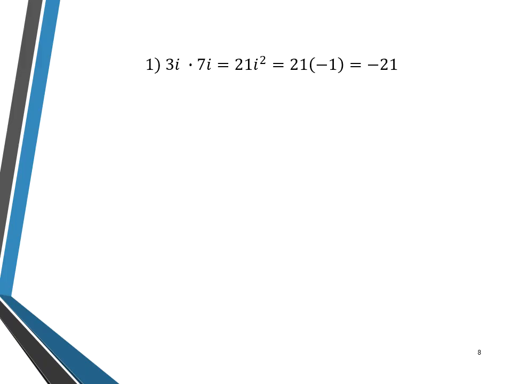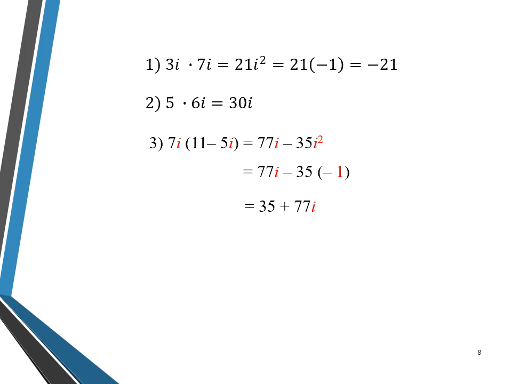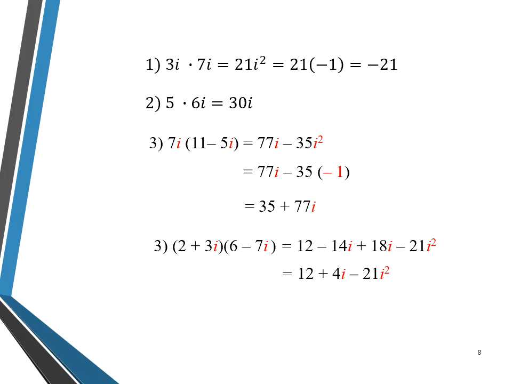So for example, 3i times 7i is going to give me negative 21. More examples, 5 times 6i, that's 30i. Here we distributed 7i, and keep in mind instead of i squared, we're going to write negative 1. More examples, so we did the FOIL method for this example. We combine the middle two terms, and instead of i squared, we write negative 1. And the final answer is going to be 33 plus 4i.